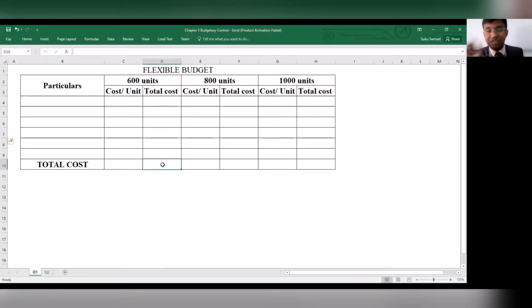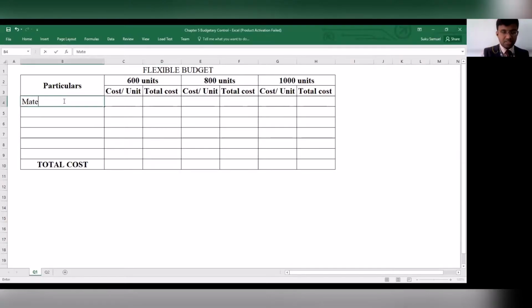Sorry, I have to repeat that once again. For variable cost, the cost per unit will remain the same, and the total cost will vary. For fixed cost, the thumb rule is that the total cost will remain the same, and the cost per unit will always vary. You will understand this better when we prepare the numerical. Now let's look at the question and solve it one by one.